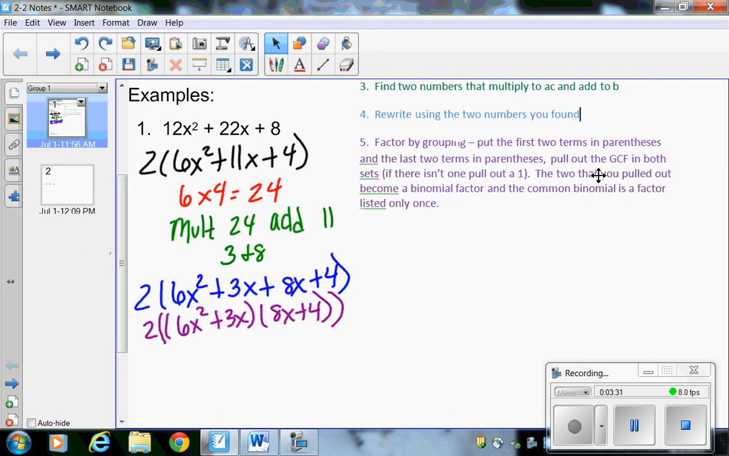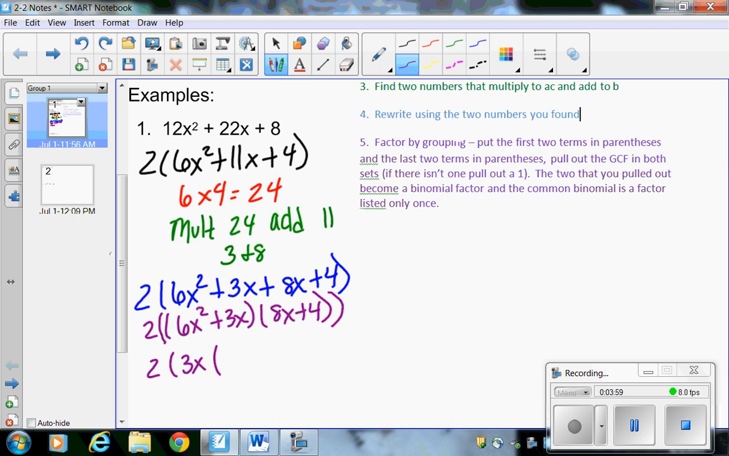Then it says to pull out the GCF, the greatest common factor, in both sets. If there isn't one, you're going to pull out a 1. So if I look at 6x squared and 3x, what is the greatest common factor between them? That is a 3x. So we still have this 2 out front, and within this one, I'm pulling out a 3x. 3x times what is 6x squared? That's going to be 2x. 3x times what gives me 3x? That's going to be a 1.